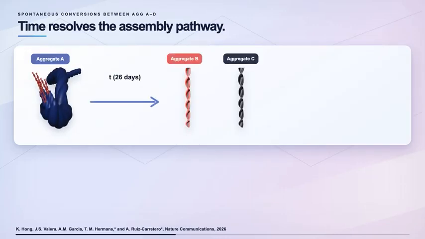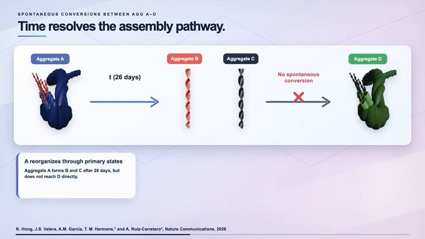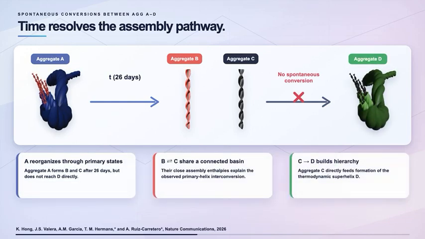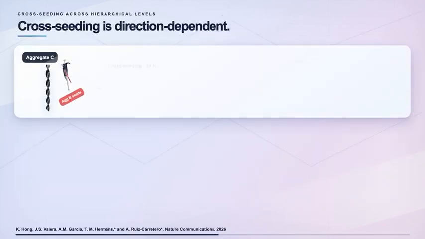Aggregate A reorganizes into B and C after 26 days, but it does not convert spontaneously into D. B and C remain closely connected, while C directly feeds the formation of D. Cross-seeding makes that directionality explicit.